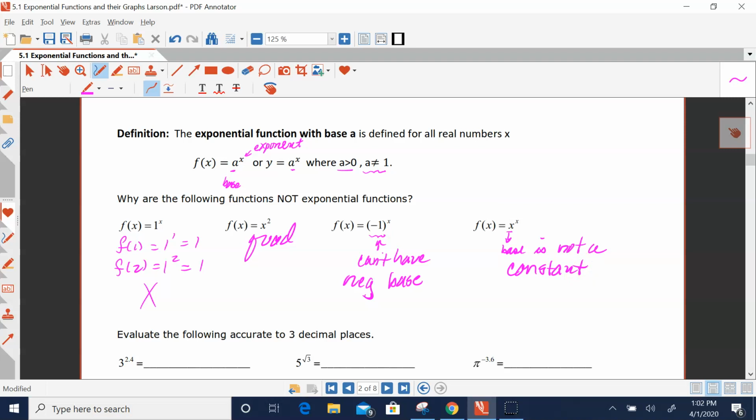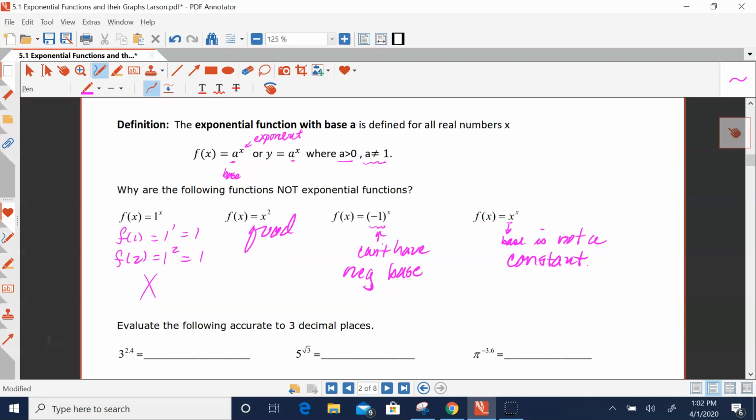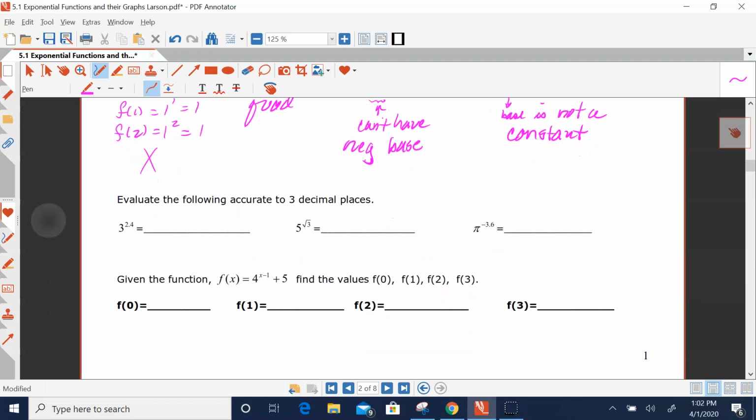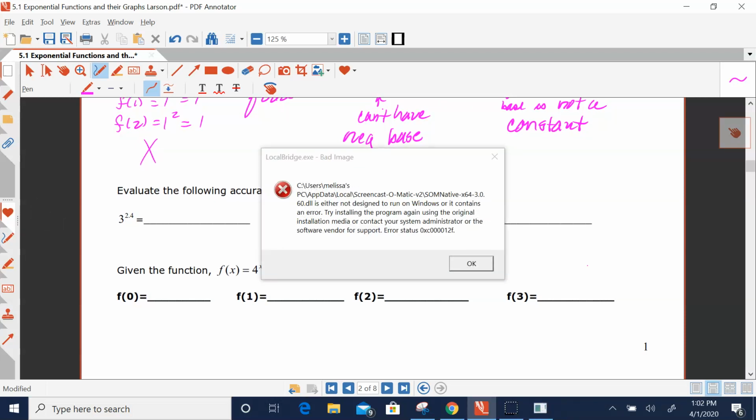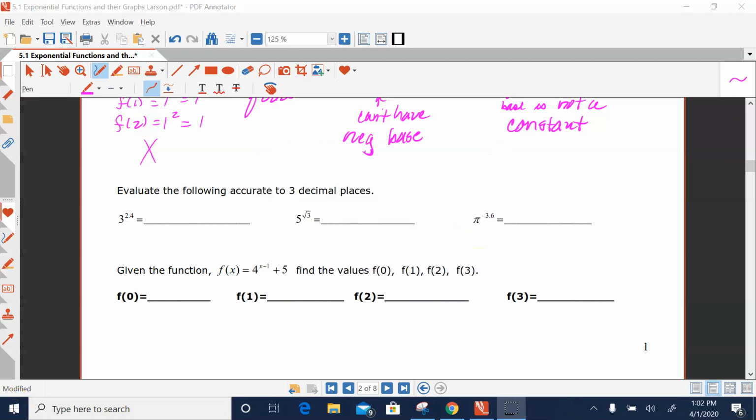Okay, so now let's do some evaluation. So what you'll need to do is pull out your calculator and find the values of these particular expressions. So why don't you pause it? As I was saying before I was so rudely interrupted by that error message, why don't you pause the video, find the values, and then come back and see if your answers match.